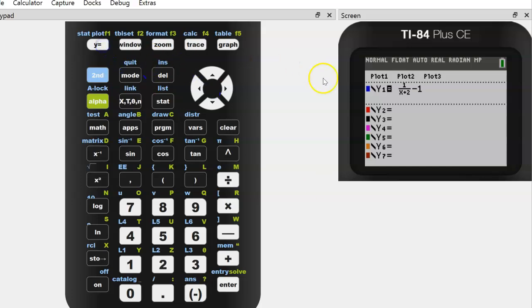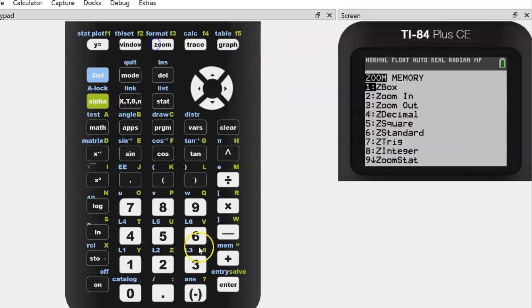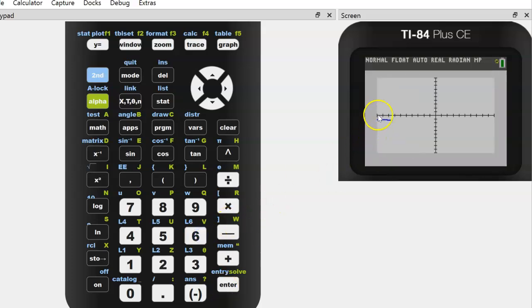I press y equals and I enter the function that I have been given, and I press graph. And usually I press zoom and then number 6, zoom standard, which will give you the standard view from -10 to 10 and -10 to 10 on both axes. And this is the graph.